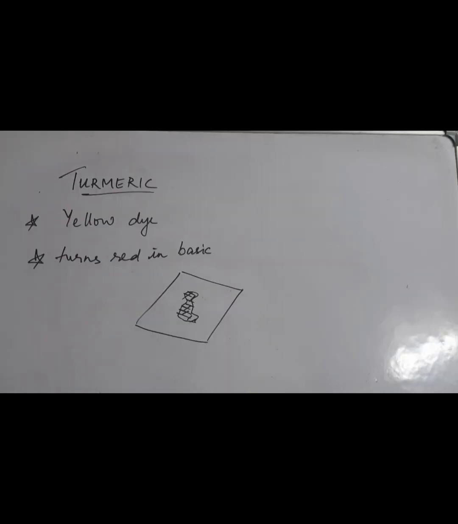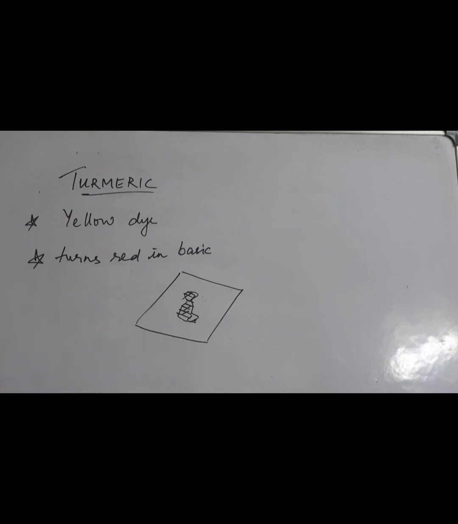The next natural indicator is turmeric. It is yellow in color and it turns red in base. Let's see how that happens. I have a piece of cloth, and I'm putting some sabji, vegetable curry. You can see a yellow patch due to the presence of turmeric in the curry. I need to remove that, so what I do is I rub it with soap.